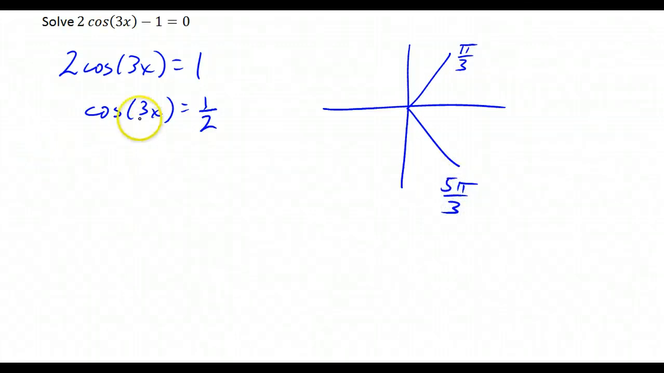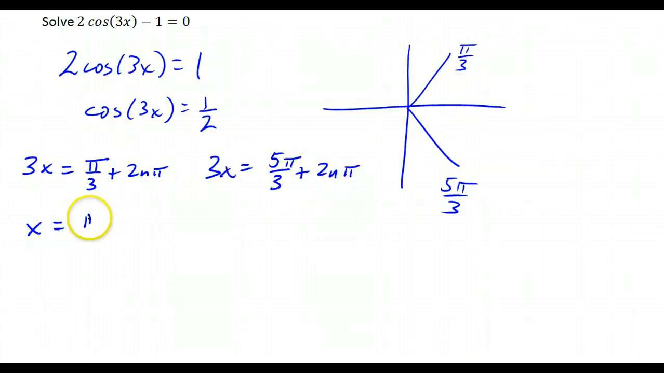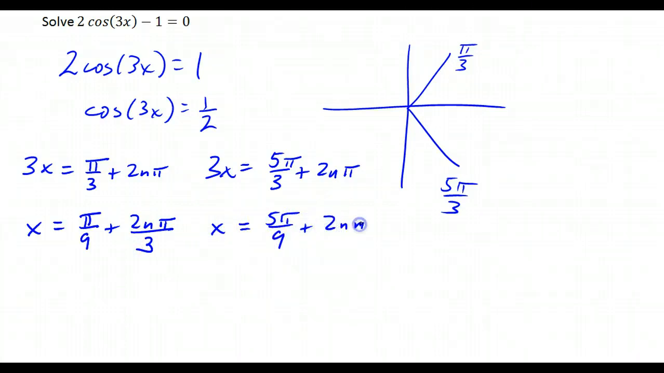So what we do is we say 3x has to equal pi over 3 plus multiples of 2 pi, and 3x has to equal 5 pi over 3 plus multiples of 2 pi. And then I just divide everything by 3. So I get pi over 9 plus multiples of 2 pi over 3. And over here, I get 5 pi over 9 plus multiples of 2 pi over 3. So all that happens is you go ahead and solve for whatever's in the parentheses, and then at the very end, you divide by the coefficient of x to get your final answers.